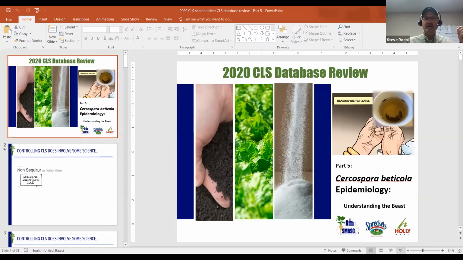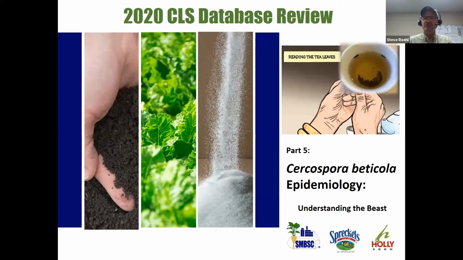Hello, everyone, and welcome to part 5 in our special Cercospora leaf spot database series. If you recall from my agenda, part 5 deals with the science of the organism. It's specifically entitled Cercospora beticola, or CLS epidemiology. Epidemiology meaning the life cycle of the disease.